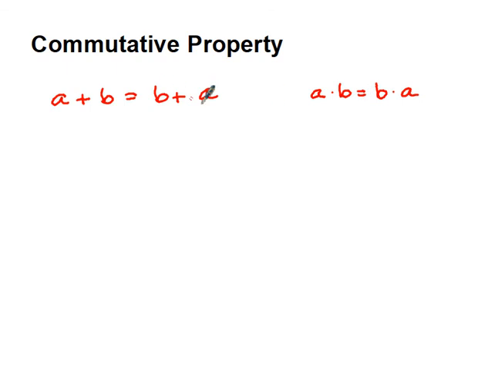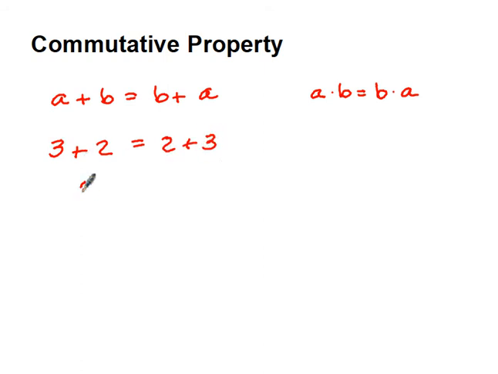So essentially what these two properties are saying is when you're adding or multiplying two different values, the order in which you add them does not matter. So if I go ahead and replace the A's and B's with numbers like this, 3 plus 2 equals 2 plus 3. And of course that's true.